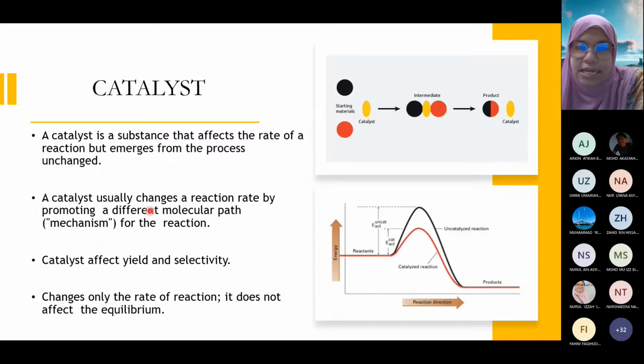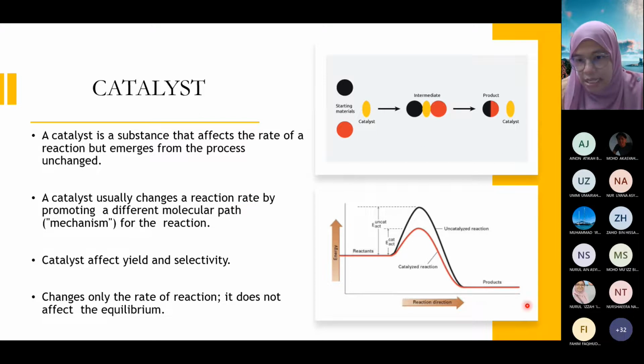Okay, so this is how the catalyst takes part in the reaction. A catalyst usually changes a reaction rate by promoting a different molecular path or mechanism for the reaction. It means the path, meaning how the reaction occurs. Because for a catalytic reaction, it can occur in more than one step. So a part of the function of the catalyst is to determine the reaction path. Reaction path means how to control the activation energy involved in the reaction.